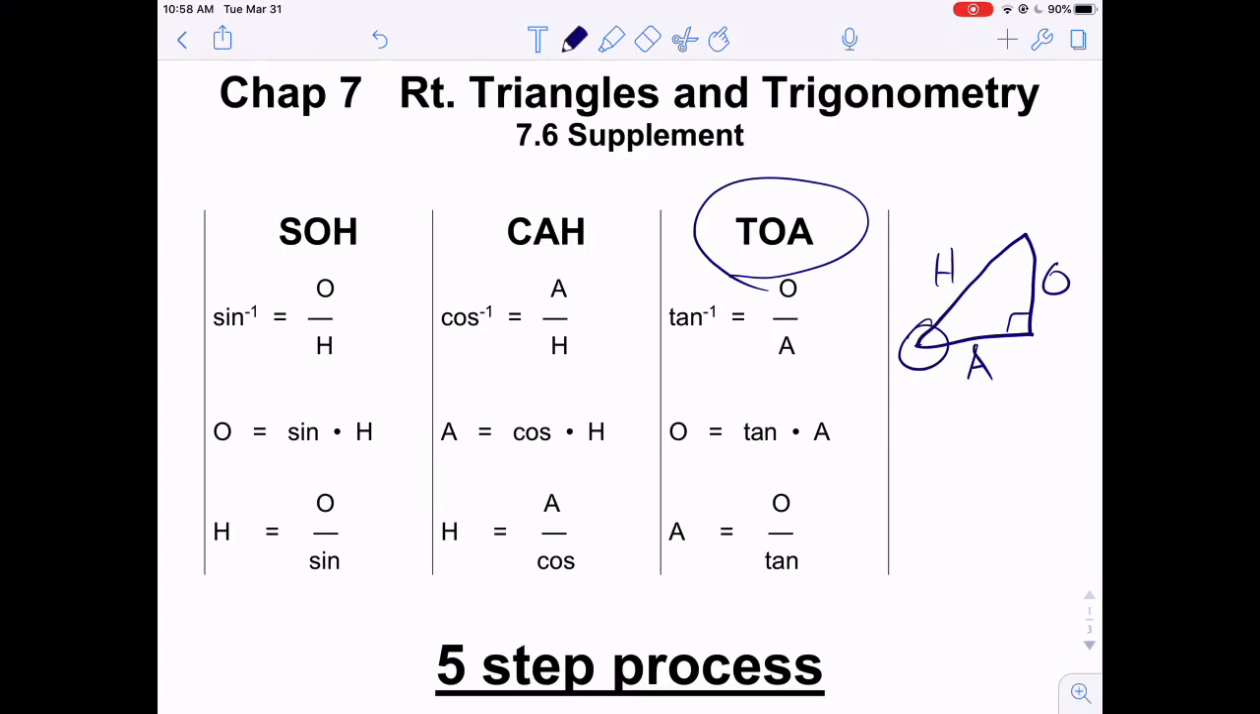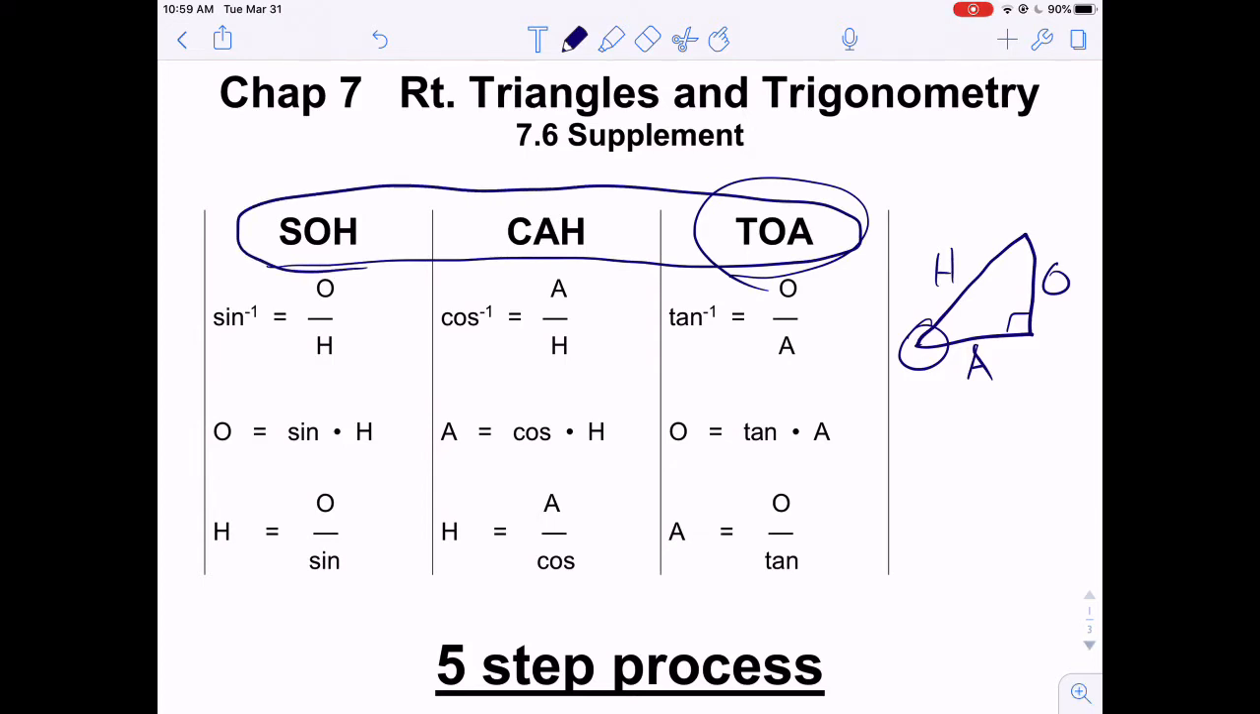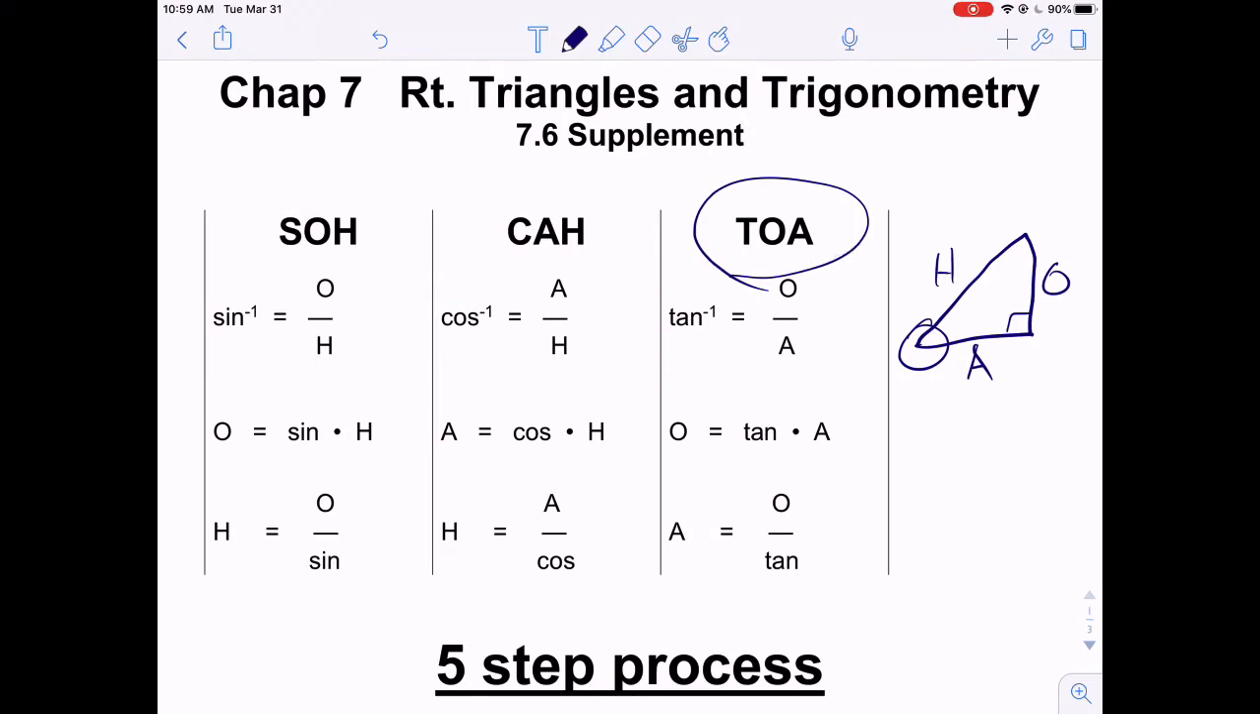The adjacent side is always on the side of the angle. Opposite is across from it, and hypotenuse is always across from the 90 degrees, so that's the easiest one to get. Now you have the sides labeled for using all 3 of these functions up top here. Again, we focused on the tangent, the one on the right, but now we're going into the sine and cosine.